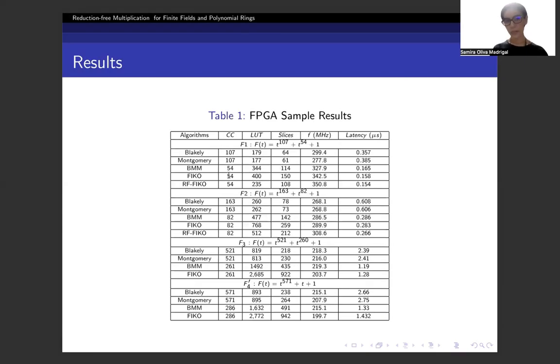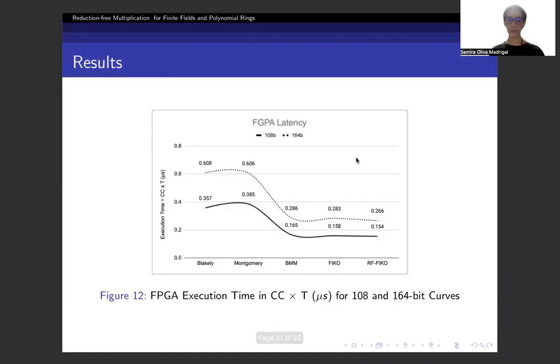Here we can see RF-FIKO for GF2 to the 107 and 163, compared to the others, particularly BMM, it has approximately half the loop count and is slightly faster, and similar for 163, and not quite so for the others. This is just for the last two. These are non-RFT groups, and so we don't include RF-FIKO there. And this is a clearer graphical representation where you can see RF-FIKO for those two particular curves.